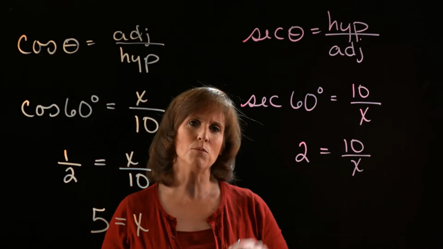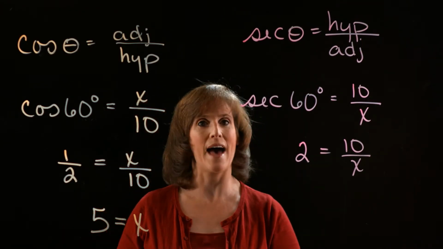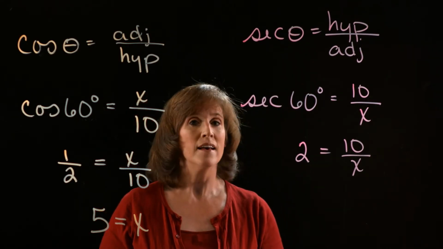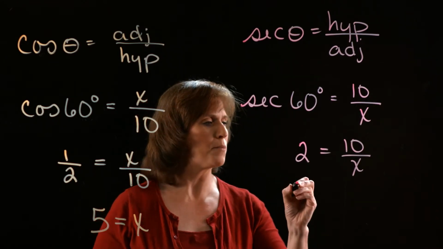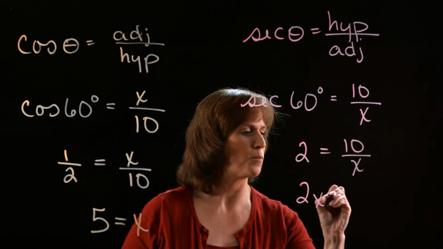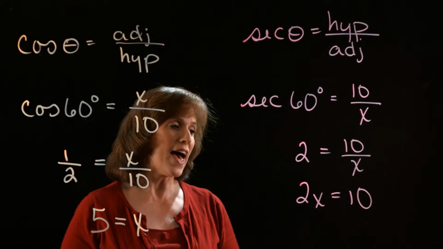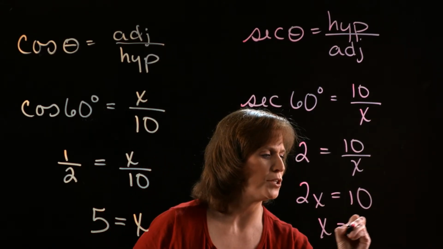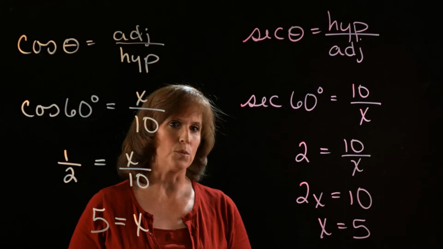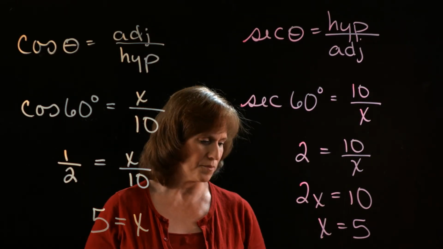Now this is a slightly more complicated equation than the one I had when I used cosine, but still very doable. I'm going to multiply both sides by x. I know that x won't be equal to 0. And then divide both sides by 2. And I get x equals 5, the same answer.